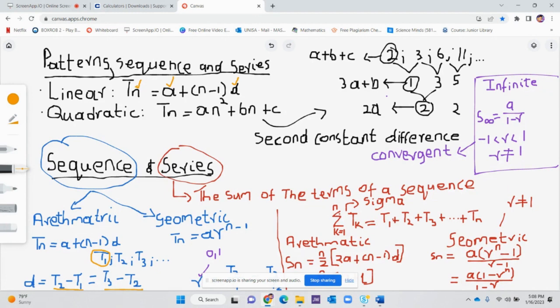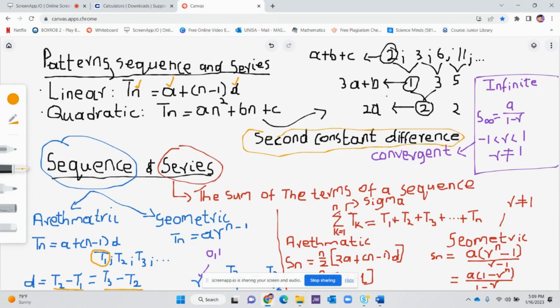So when you got to grade 11, then quadratic patterns were introduced. The general term equation was Tn equals an squared plus bn plus c. So with this one, there wasn't a constant difference, but rather a second constant difference. Okay, so let's see what we are talking about when we say second constant difference.